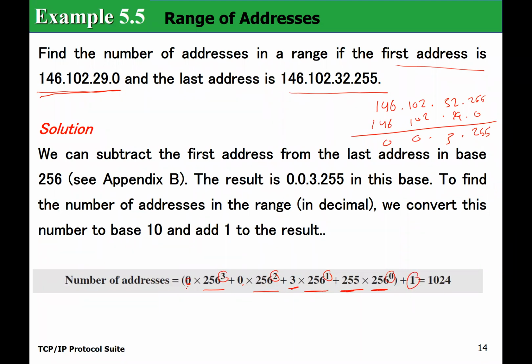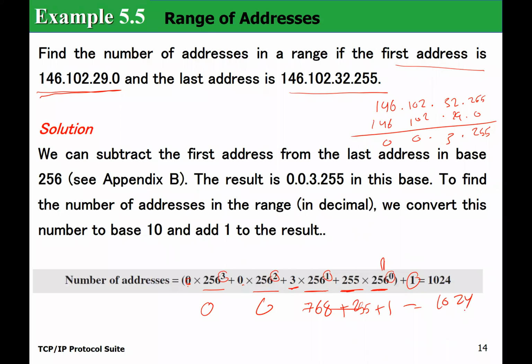Perfect. So when you multiply 0 by a number, what's the answer? 0. Zero multiplied by a number is 0. Then 3 times 256 to the power of 1. What is this one? 256 multiplied by 3 is 768. Then plus what? 256 to the power of 0, that's 1. So plus 255 plus 1, and that equals 1024. All right, so that's one of the questions.